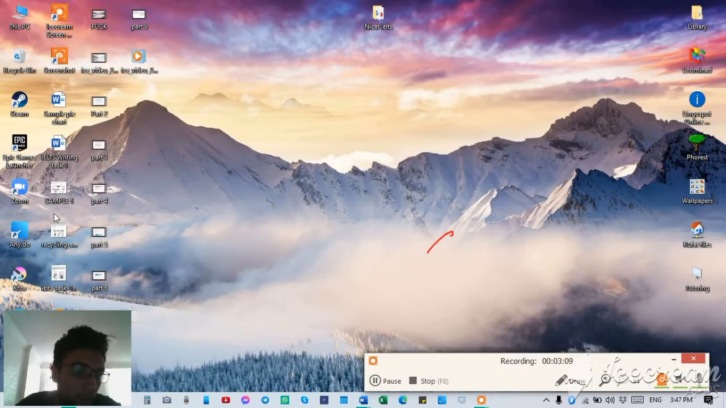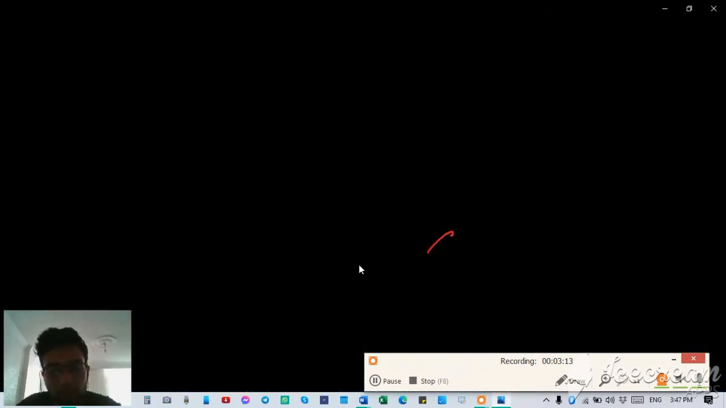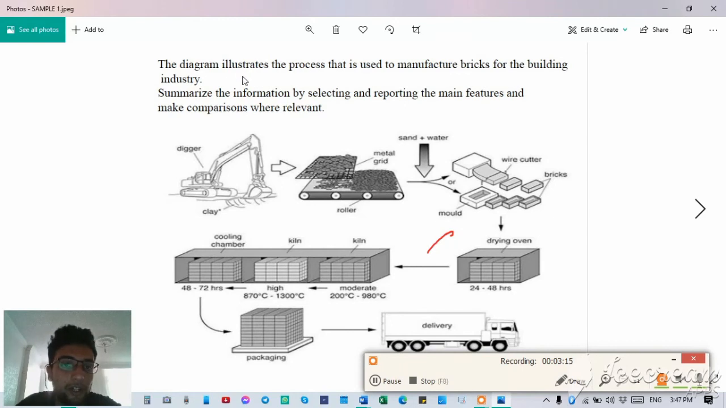I think I have one more of it. Here we go. The diagram illustrates the process that is used to manufacture bricks for the building industry. So how many paragraphs can you write? Of course, there's 1, 2, 3, or if it's too short, you can make it 2, no problem. Or you can combine them together. It doesn't matter. No one will cut your score because of this.